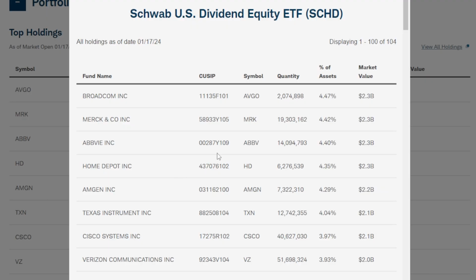Now, before we go over some of the top holdings and we talk about some of the issues with these top holdings when it comes to SCHD, we have to make one thing clear. The Schwab US Dividend Equity ETF does go through a reconstitution. I think it's early March, so that should be coming up here, where different stocks are going to be added and taken out, depending on if they make the cut, basically.